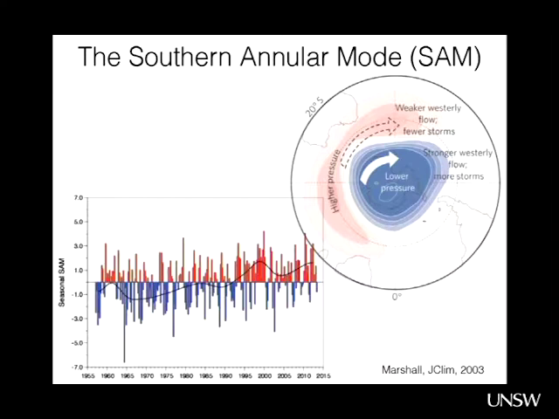So this is a plot of what the SAM indexes looked like going back to the 50s. And you can see there has been a positive slope on that. So there's been a lot of studies to work out whether or not that is anthropogenic or just natural variability or some combination of the two.